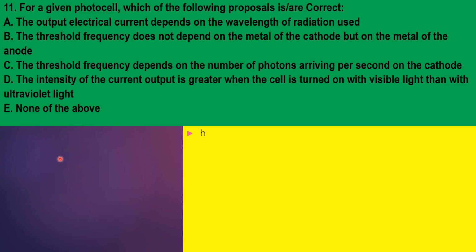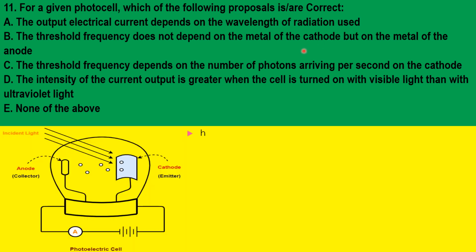For a given photocell, which of the following proposals are correct? A says the output electrical current depends on the wavelength of radiation used. Not true. This is our output electrical current here, in a photoelectric cell. Incident radiation hits the photosensitive metal surface. If it overcomes the surface potential, electrons are ejected and collected by the anode, called a collector, then flow down the path, and photoelectric current flows.